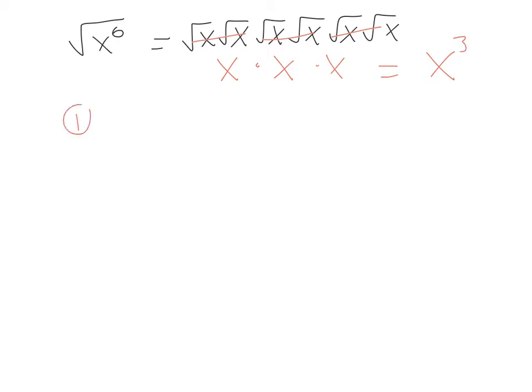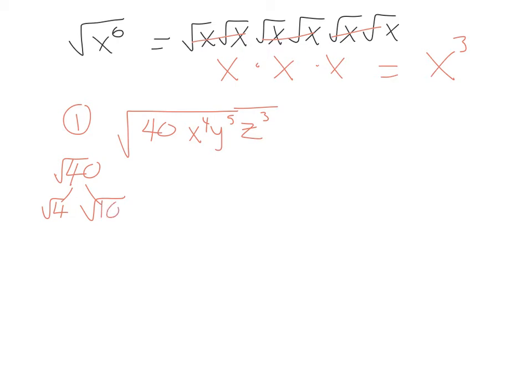So, example 1, we're going to simplify the radical of 40 x to the fourth, y to the fifth, z to the third. So I'm going to do the 40 separately. Radical 40, I'm going to break down to radical 4 times radical 10. Radical 4 is just plain 2, and radical 10 can't be broken down anymore. So it's 2 radical 10. So I'm going to write the 2 on the outside, leave some space, and put the 10 on the inside. Here I'm getting the 2 on the outside, 10 on the inside.